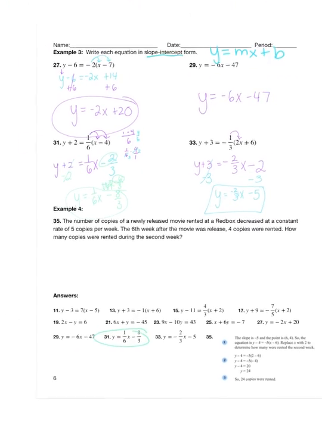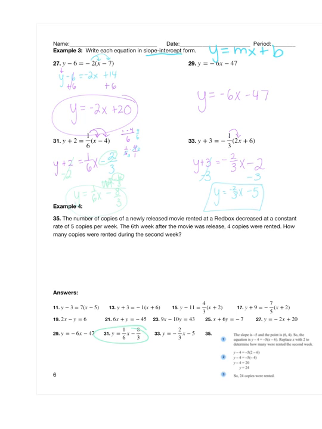So for our last question here, it says the number of copies of a newly released movie rented at a Redbox decreased at a constant rate of 5 copies per week. So whenever you see the word per, that means that it has to do with your slope, because it's constantly changing at a steady rate. And then it says the 6th week after the movie was released, 4 copies were rented. So the 6th week corresponds with 4 copies being rented. How many copies were rented during the 2nd week?